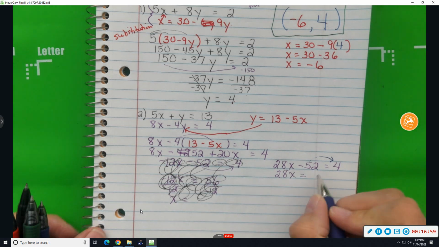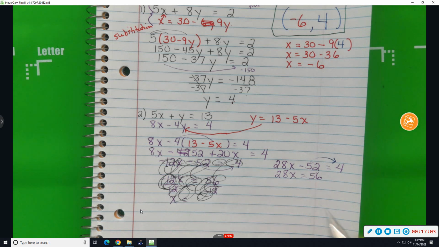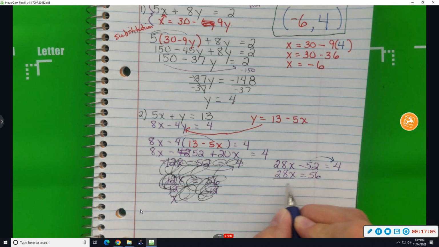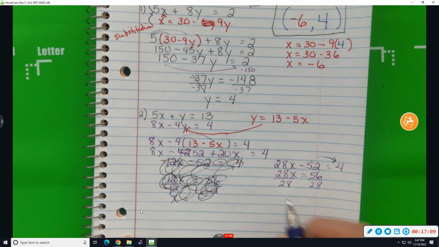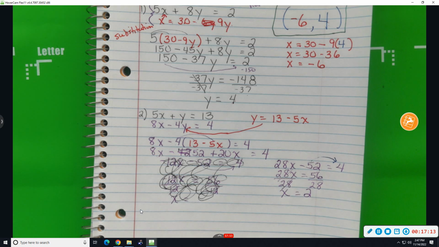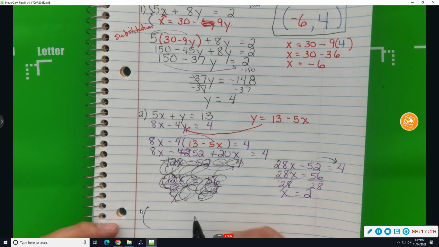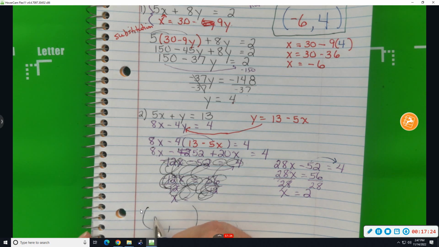And is that going to be still a 56? Okay, good. We're not going to wind up with a fraction here. Divide both sides by 28. What are we getting for x? 28. Well, our answer is an ordered pair, and we've just found the x value. The x value is 2.